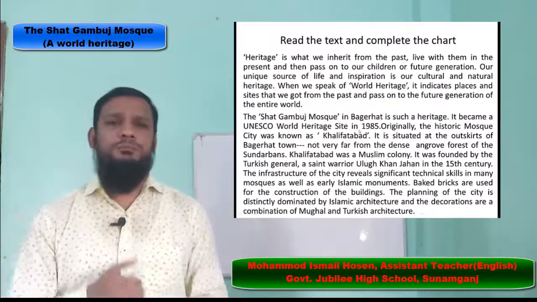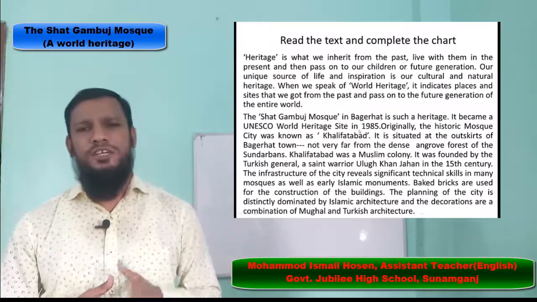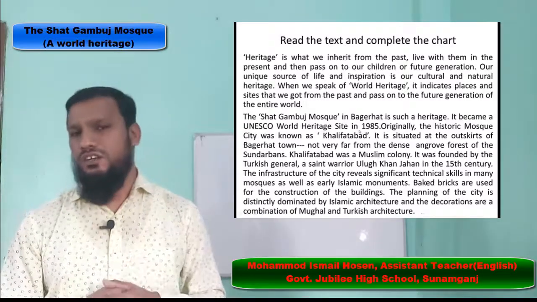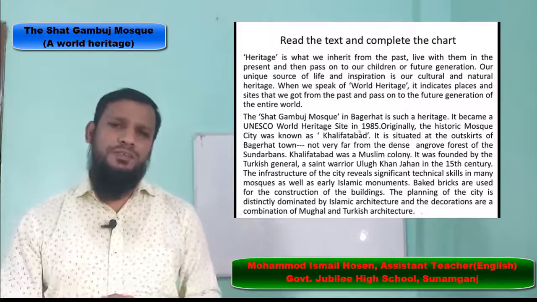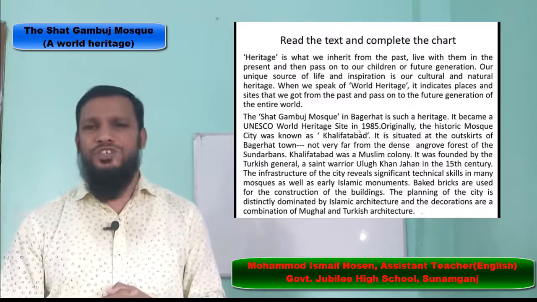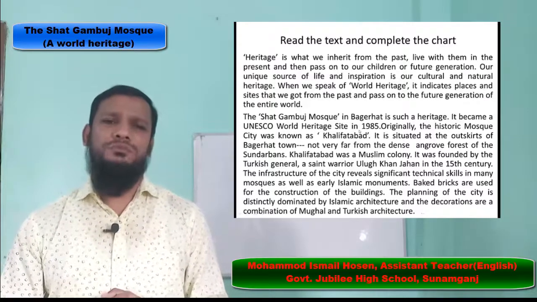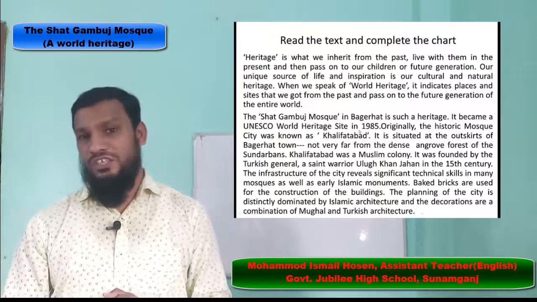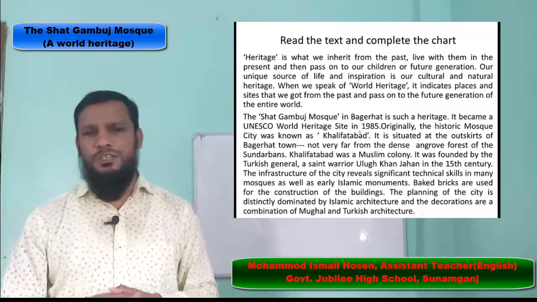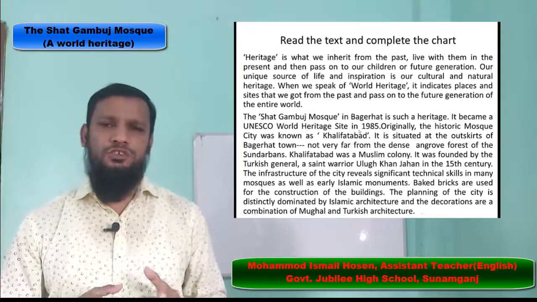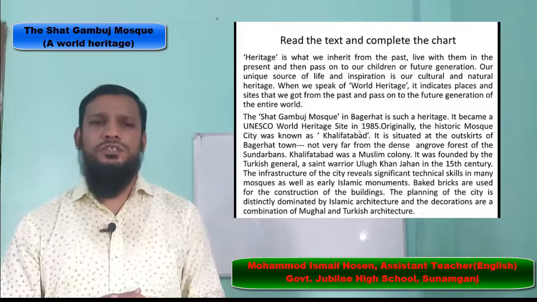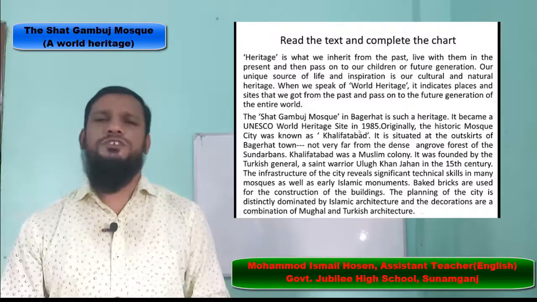The Shat Gambuj Mosque in Bagerhat is such heritage. It became a UNESCO World Heritage Site in 1985. Originally, the historic Mosque City was known as Khalifatabad. It is situated at the outskirts of Bagerhat town, not very far from the dense mangrove forest of the Sundarbans. Khalifatabad was a Muslim colony. It was founded by the Turkish general Saint Ulugh Khan Jahan in the 15th century.